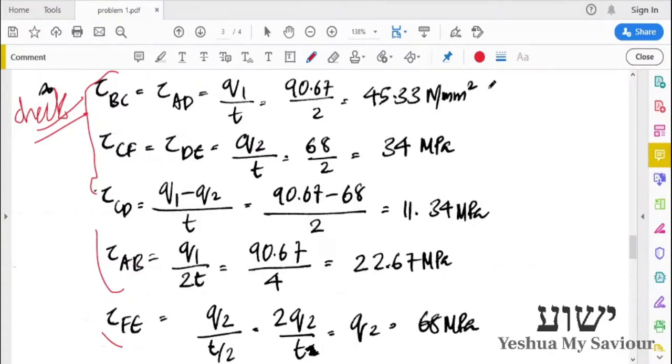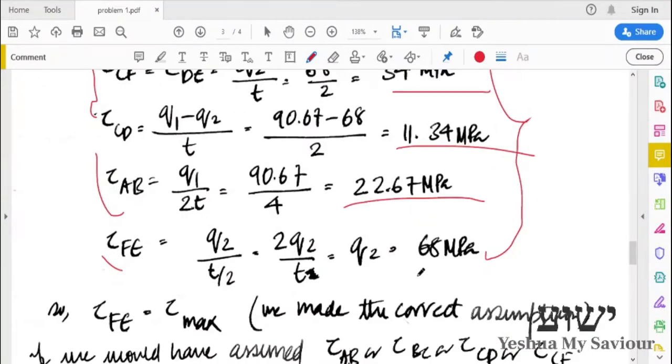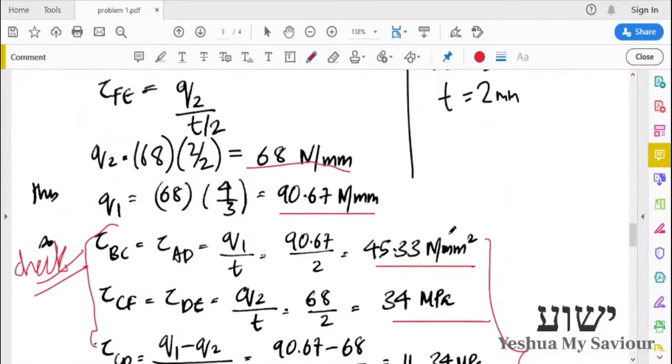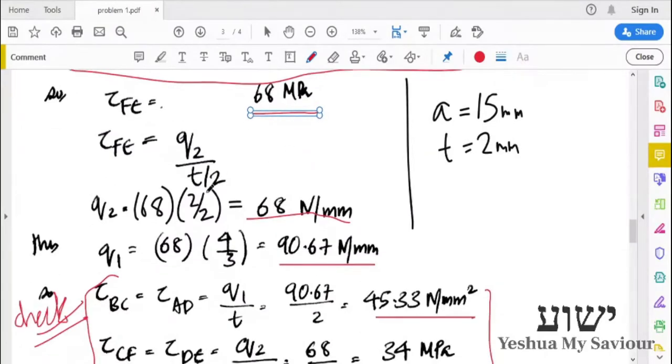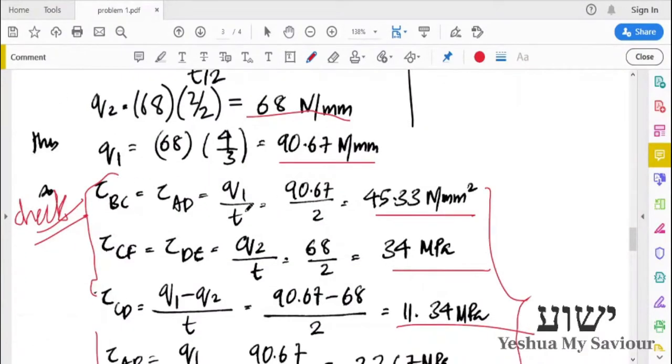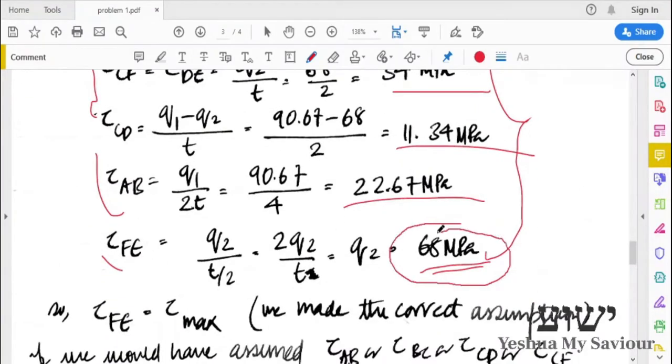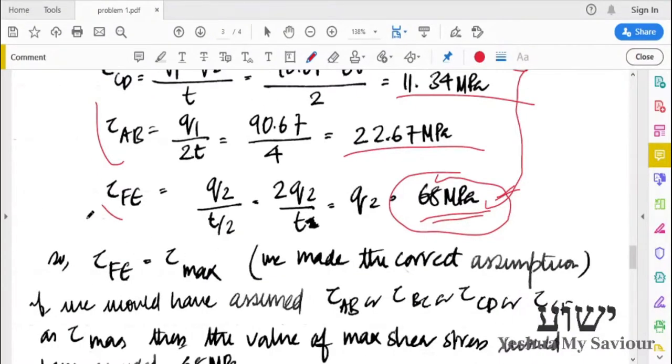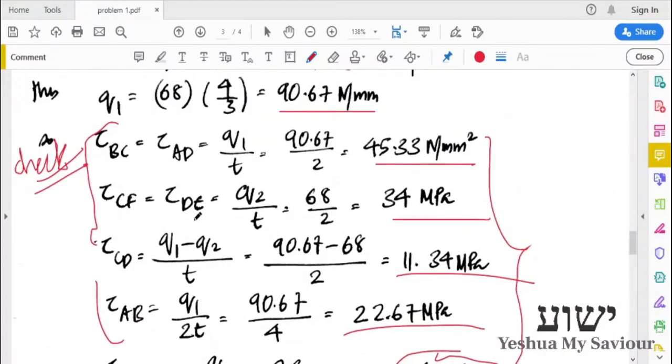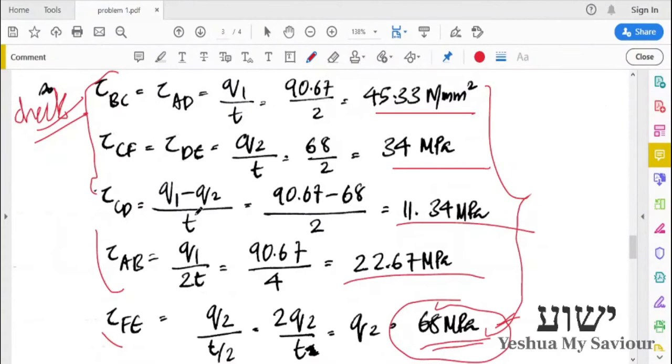After substituting, we'll get the values of the shear stresses as these things. We can see that the maximum shear stress occurs at tau FE. That is what we have assumed. In case we assume that tau AB had the maximum shear stress, and we computed q1, q2, and tau AB, we may get a value which is greater than 68 megapascals, which is obviously wrong, because the maximum shear stress that can occur at any section is 68 megapascal. After that, failure may occur. So what we assumed is correct. Otherwise there will be stress values which will be more than 68 megapascal.